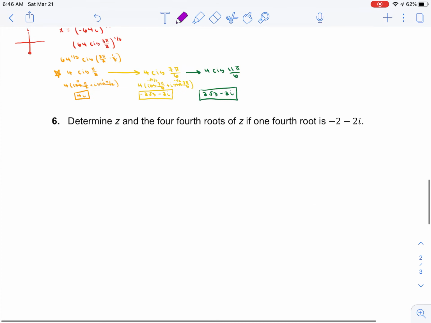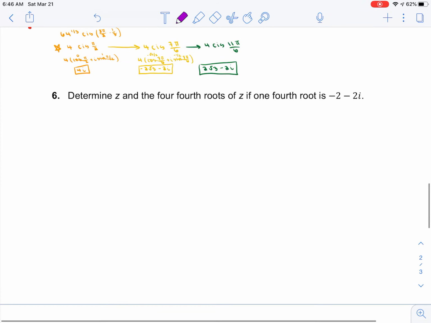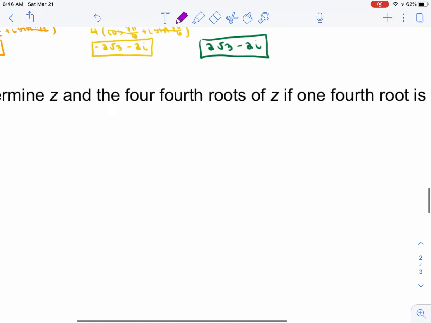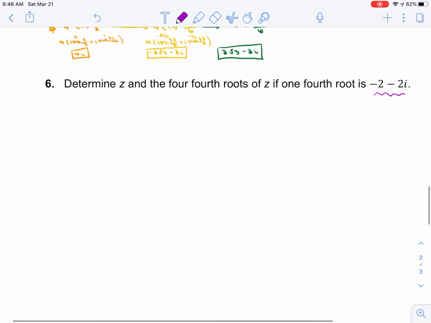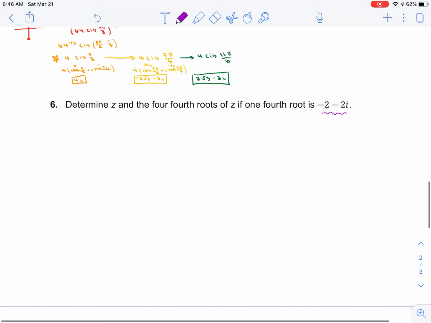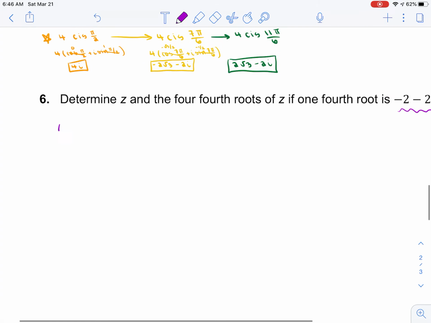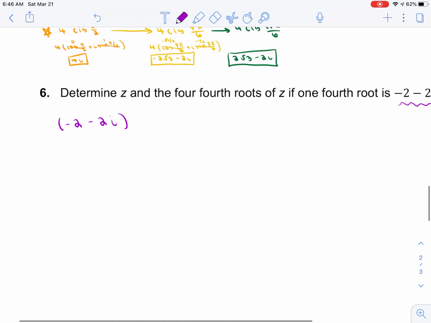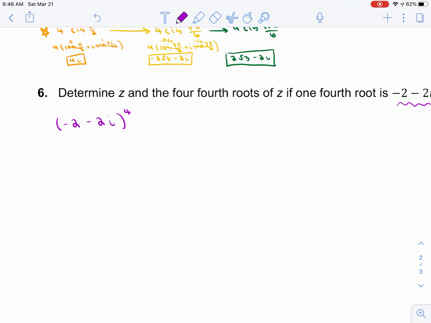So the next problem is worded a little differently, but same process in some ways. They are telling you what one of the 4th roots is. In other words, we've done this process, and this answer right here would be equivalent to this right here. So they want us to determine z, which obviously is how this started, because we're finding the 4th roots of z, and this is giving us one of the solutions. Which means if you want to find what z is, since this is a root, we want to raise this to the 4th power. And that's going to give us what z is equal to.